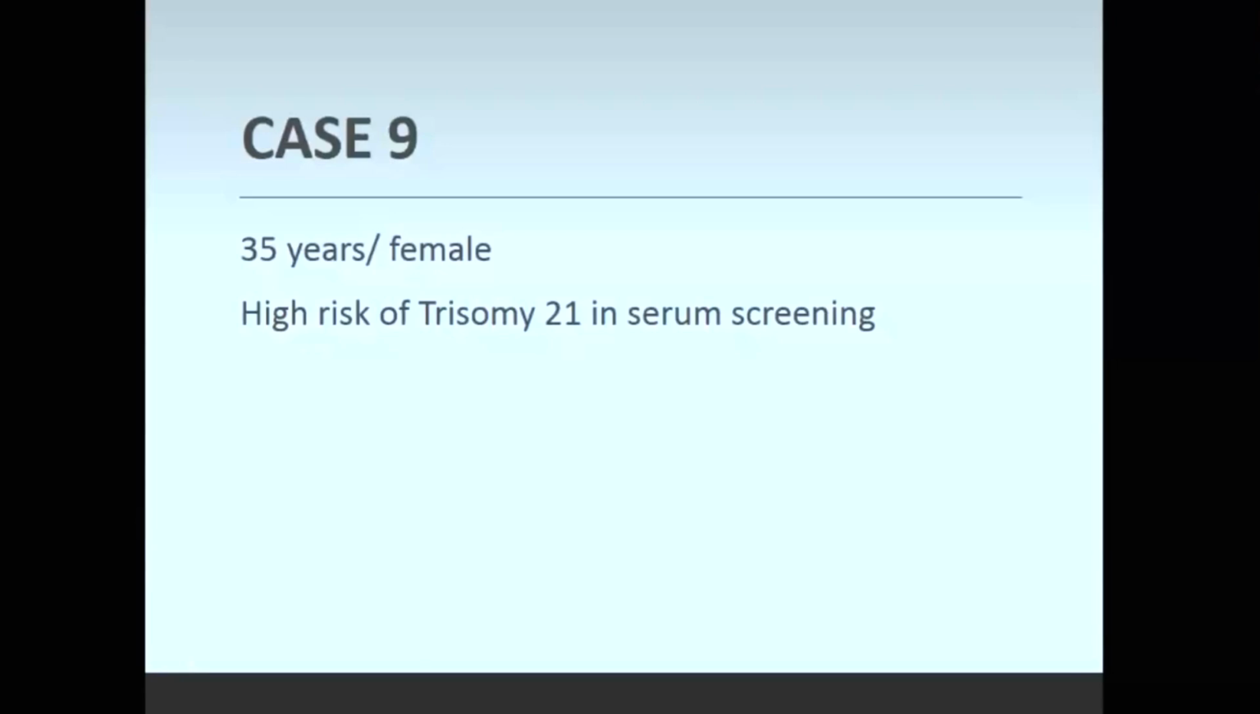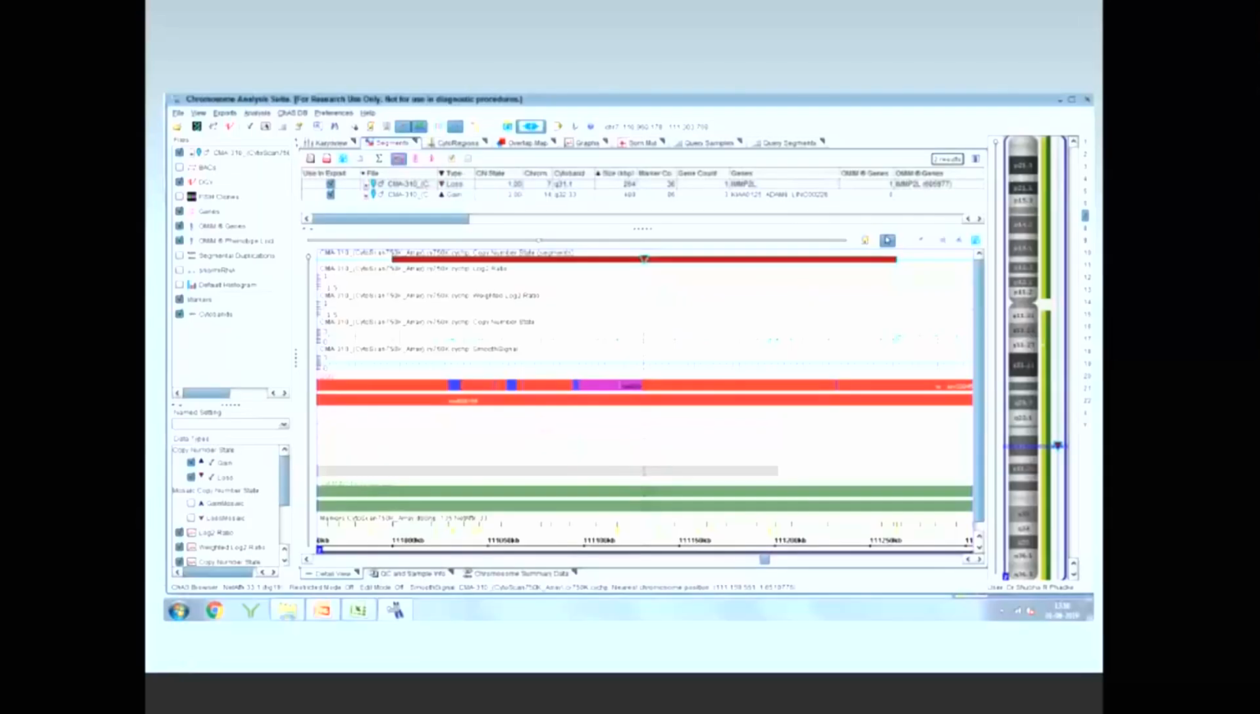Then coming to the next case. This female also had high risk for trisomy 21 in serum screening, so they had opted for microarray. So till now we have seen that microarray is useful in these cases. In this case, we identified a small loss of around 264 kb on 7q31.1, and there was only one gene included in the deleted segment, that is IMMP2L.